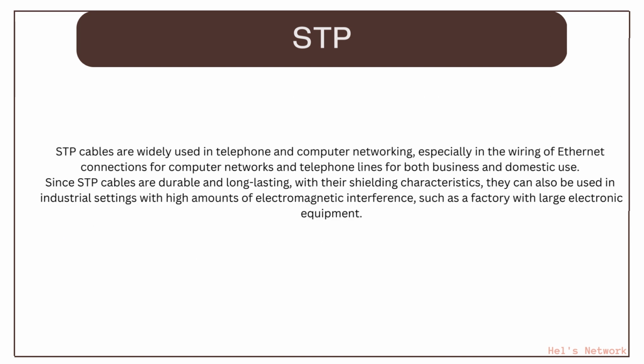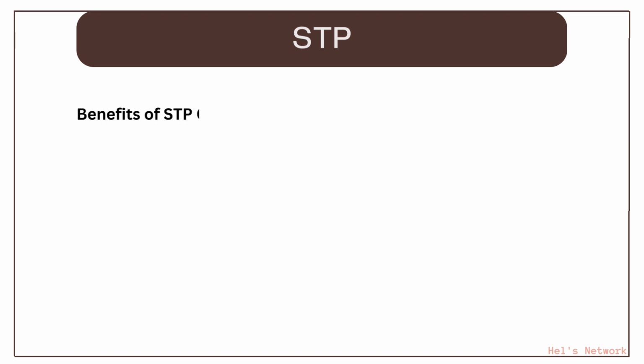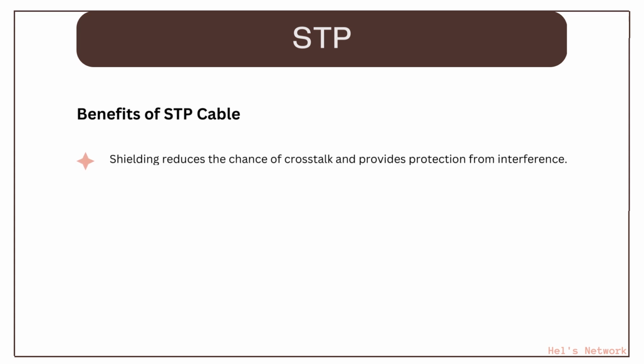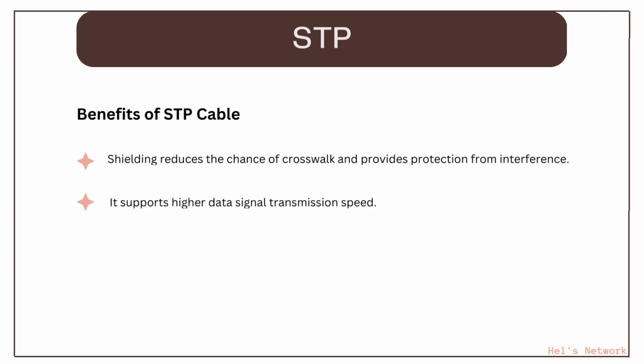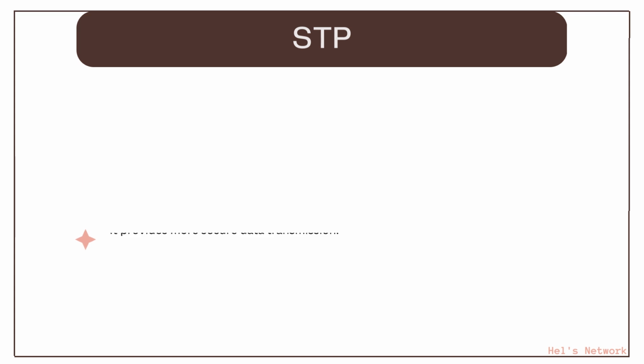STP cables are widely used in telephone and computer networking, especially in the wiring of Ethernet connections for computer networks and telephone lines for both business and domestic use. Since STP cables are durable and long-lasting, with their shielding characteristics, they can also be used in industrial settings with high amounts of electromagnetic interference, such as a factory with large electronic equipment. Here are some benefits of STP cable. Shielding reduces the chance of crosstalk and provides protection from interference. It supports higher data signal transmission speed. It provides more secure data transmission.